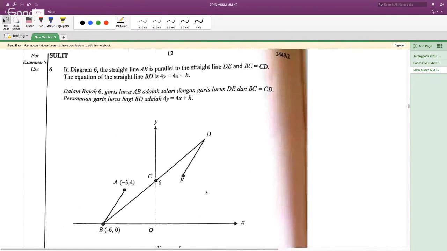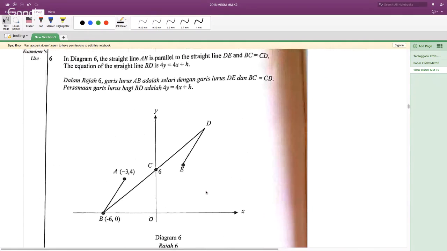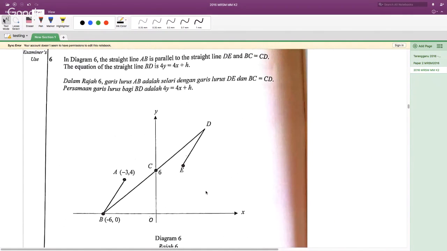So let me move on to number 6. In diagram 6, the straight line AB is parallel to the straight line DE. BC equals CD, the same length. The equation of BD is given as 4y equals 4x plus h. I always think this kind of equation is not useful, so I try to make it into y equals mx plus c. I divide by 4 on both sides, and 4 over 4 is 1. So this should be my equation.